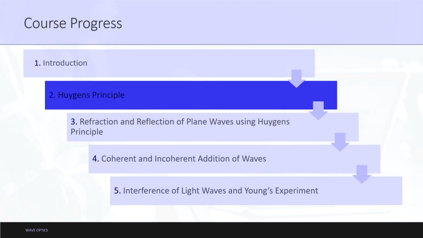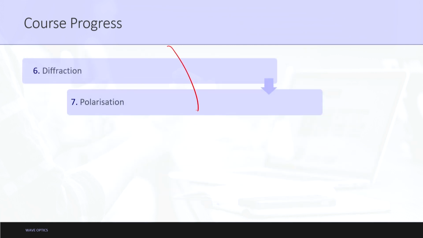So, the course progress for you at the end of lecture 1: we started with the introduction part. We got to know the ray optics, linear propagation of light, then the wave theory of light, the propagation, the experiments performed using wave theory of light, and finally, in today's lecture, Huygens principle. In the next lecture, I will tell you about the shortcomings of Huygens principle, and then we will move to the third point, that is refraction and reflection of plane waves using Huygens principle, and then finally different concepts of wave optics will be dealt with clearly.